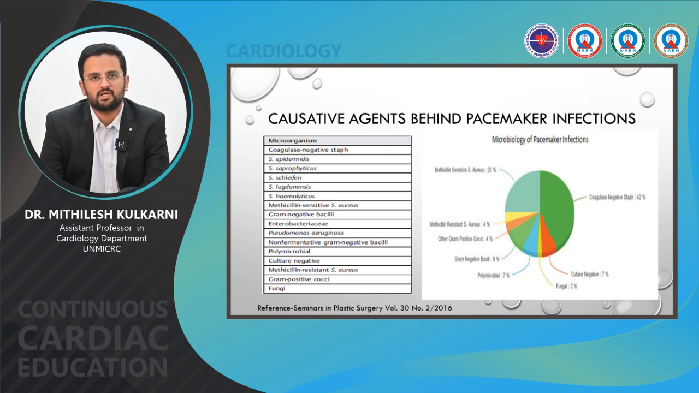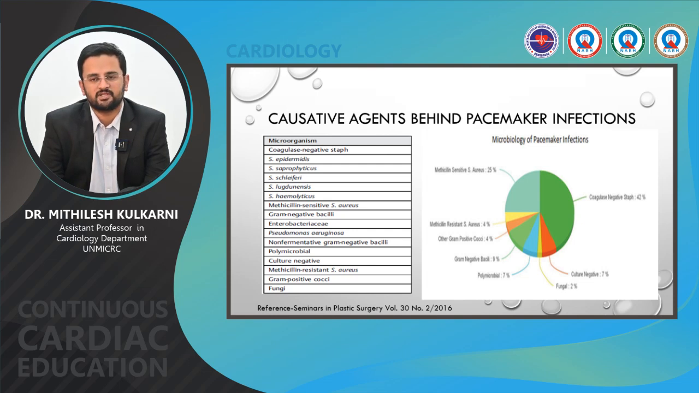As we can see on the chart on the right side, coagulase negative Staph is the majority cause of the pacemaker infection, that is 42%, and MRSA accounts for 25%. The rest are minor, but the majority are the coagulase negative Staph and the MRSA, accounting for 42% and 25% respectively.